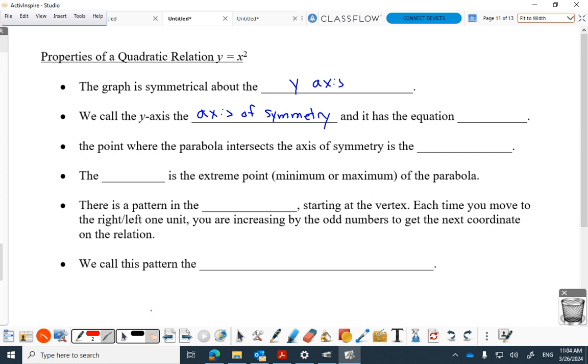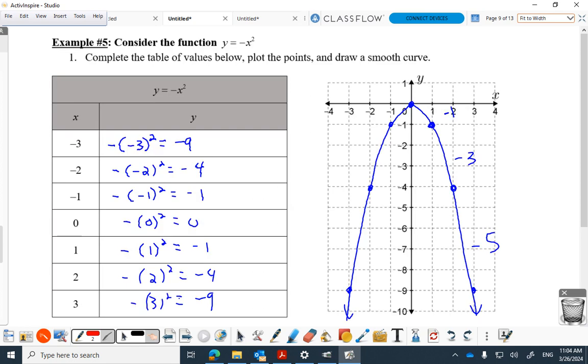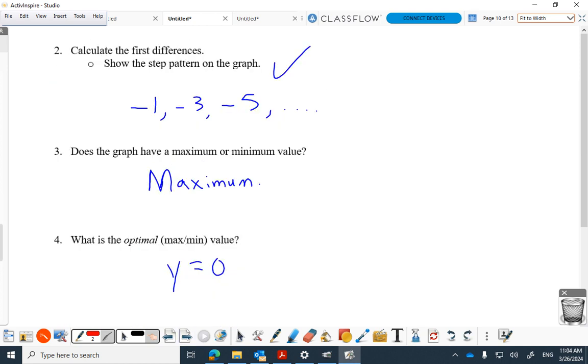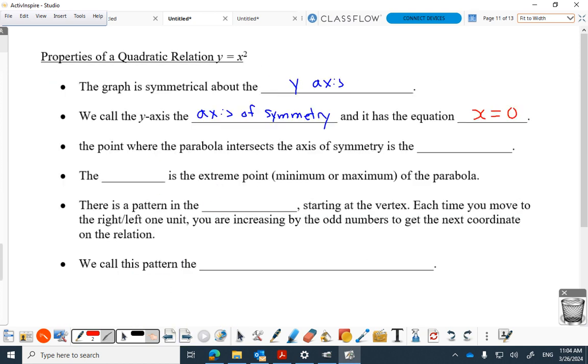The axis of symmetry has the equation x equals 0. It's totally fine if that freaks you out a little bit, if you don't remember that too much. The point where the parabola intersects the axis of symmetry, the parabola intersects the axis of symmetry at that point right there. Has anyone seen the name of this point before? It is the origin in this particular case, but on a parabola we call it the vertex.